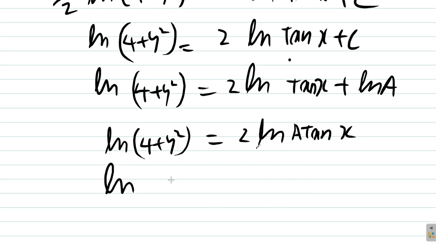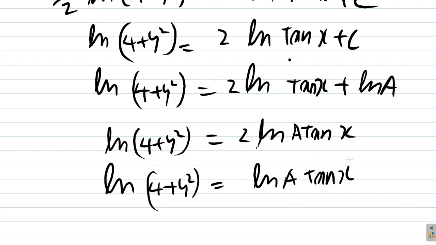So what you have is ln 4 plus y squared equals, say, what you would have here is tan squared x, right? So it's ln a tan x, all squared. But when you say tan x and you square that, it means tan squared x. Alright?